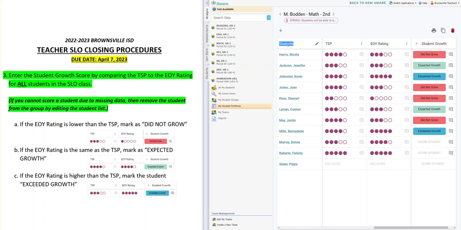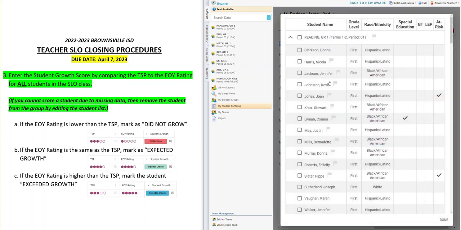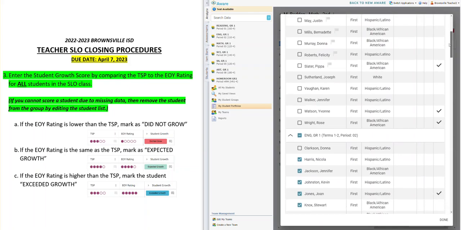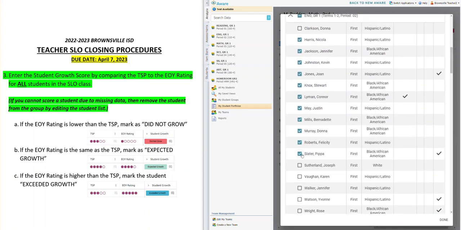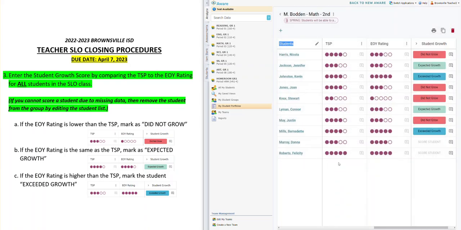To do that, go to the student section. Next to that, you'll see a pencil icon. Click on the pencil icon. To remove a student, simply find them in your list, uncheck their name, click Done, and this will remove the student from the list. Notice now we have students with full data sets that we can go ahead and score.